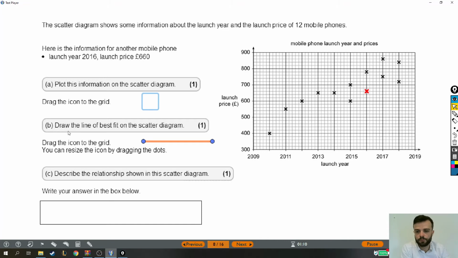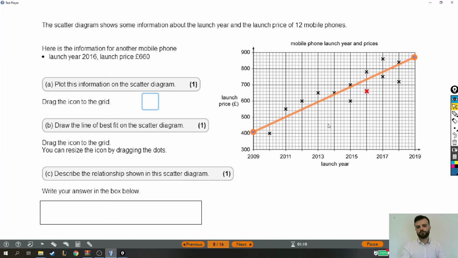Now part B says draw the line of best fit on the scatter diagram. Now this question's tricky because it looks like you want to go through the corner. Like this is close enough that you'd think it would go through this corner, but it does not have to go through the corner at all. Loads of the time people say it's got to go through the corner, but that's just not true. In fact, I think if we have it more like here, I think that fits our data a little bit better. I think that's pretty good. Maybe a little higher.